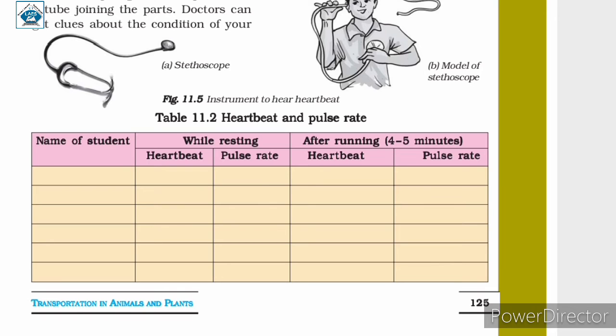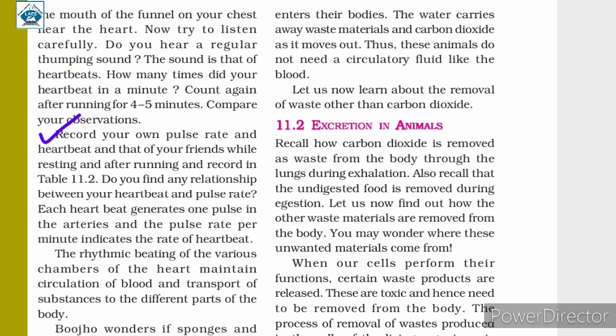Here in table 11.2, you need to record your own pulse rate, so you can involve your friends in this activity by recording their pulse rate and heart rate while they are at rest and after they have run for 4 to 5 minutes. Record your own pulse rate and heartbeat and that of your friends while resting and after running, and record in table 11.2.